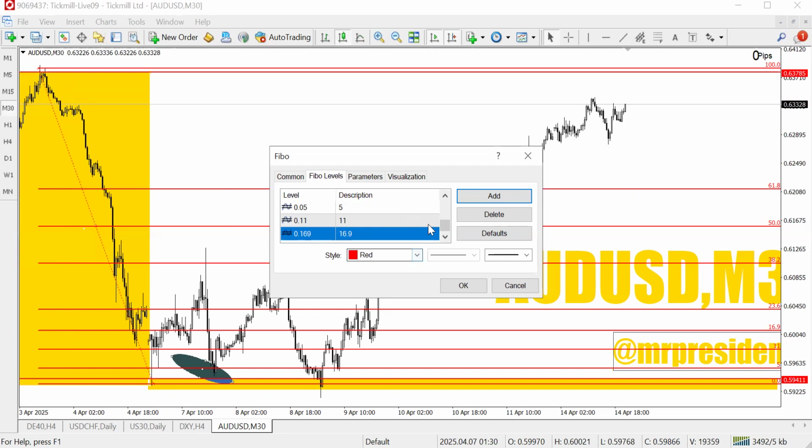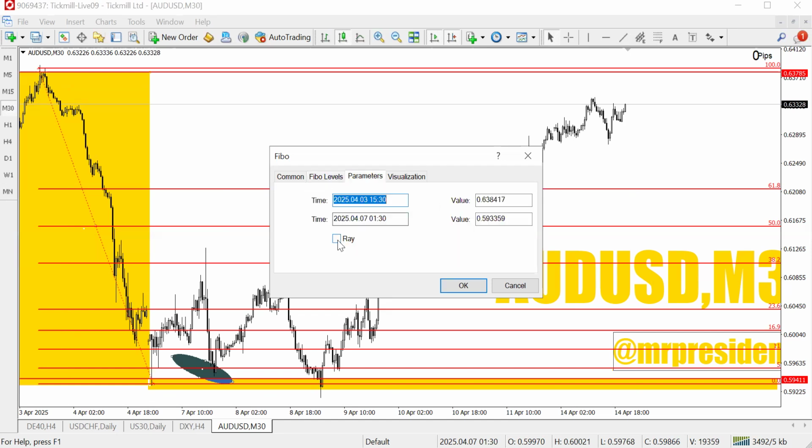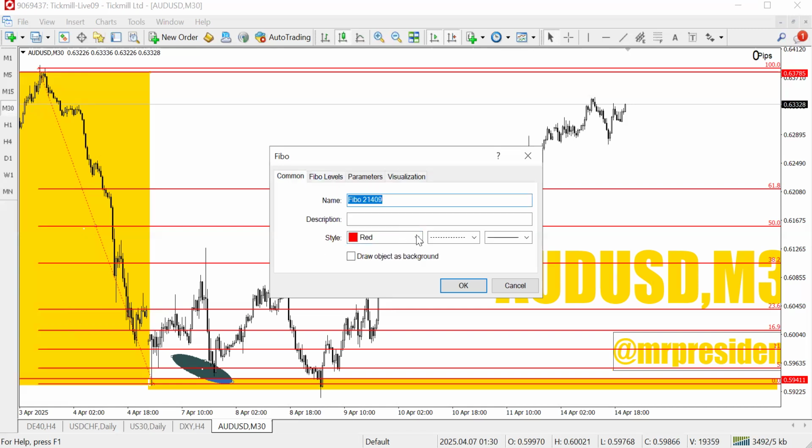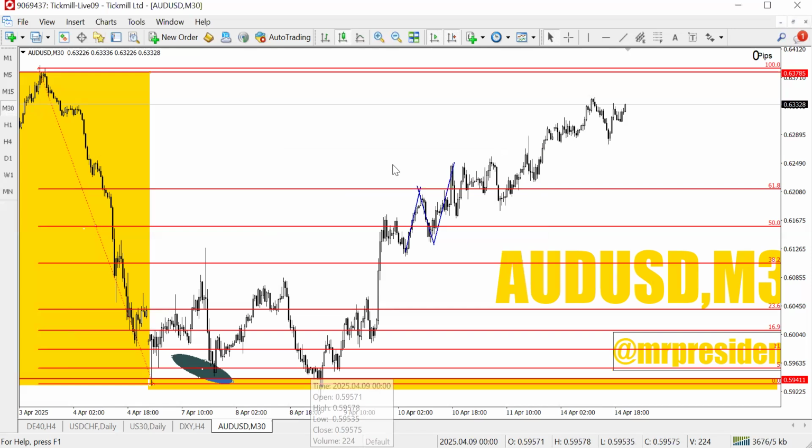Parameters, basically you remove this, you unclick this ray part. Okay, and then I think these are just common things you need to add. So just red, the color of it. You can change the color, I just like red. Okay, so you can see on the left the Fibonacci levels. Okay, let me just remove this. Okay, you can see on this side here.